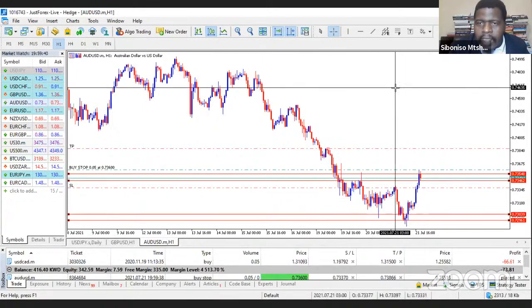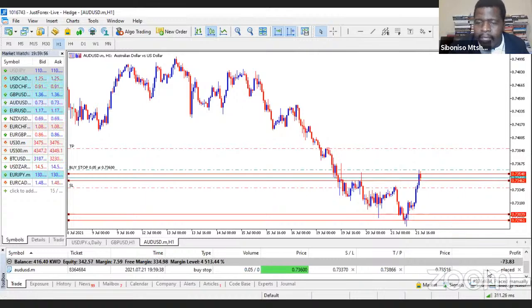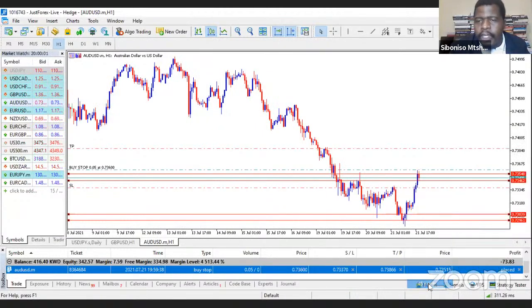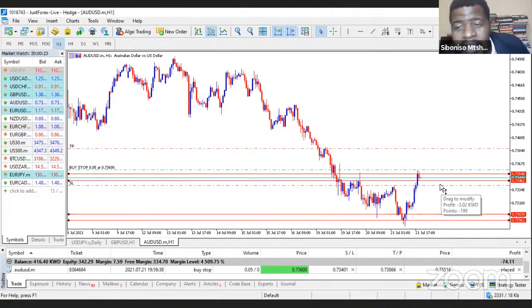So I've placed my order, as you can see. It's just an order so that if it breaks this resistance and activates my trade, then right here I will modify and put my trailing stop maybe by 45 points. I can even make it 100, but I will make it 45 for that matter, so that if it moves up, let me see. In this case, if it activates my trade and hits the stop loss, I'll stand to lose 3 quid.